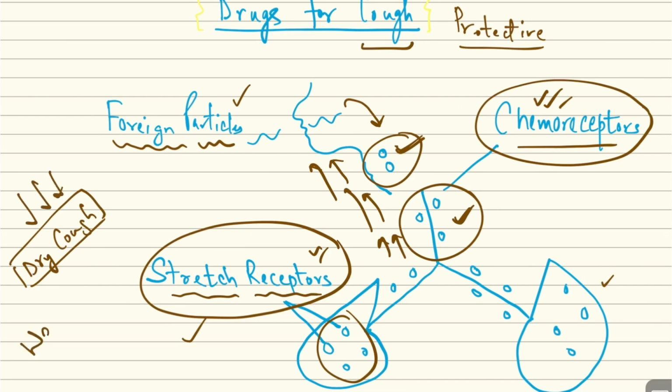But if the cough is wet, that means it contains some secretions, and these will remain in the lungs. If we suppress the cough, the secretions will collect in the lungs and that will create infection. So wet cough does not need to be suppressed. If the patient can throw this cough out, it is good. We have to find the underlying cause of the wet cough and then treat it. But for the dry cough, we can suppress it.